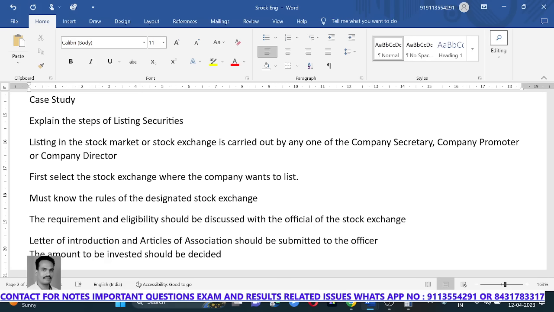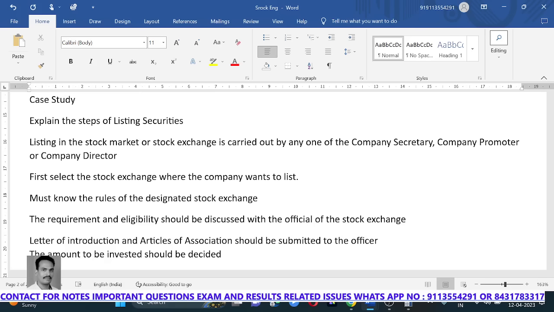First step, listing in the stock market or stock exchange is carried out by any one of the company secretary, company promoter, company directors. So out of these three people, anyone can do listing in the stock exchange.